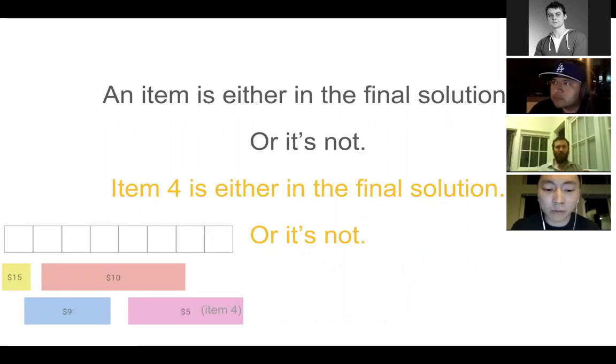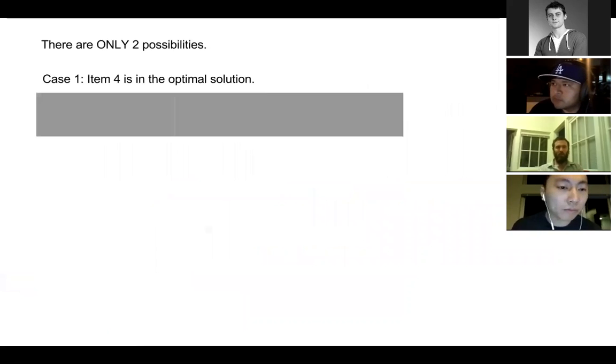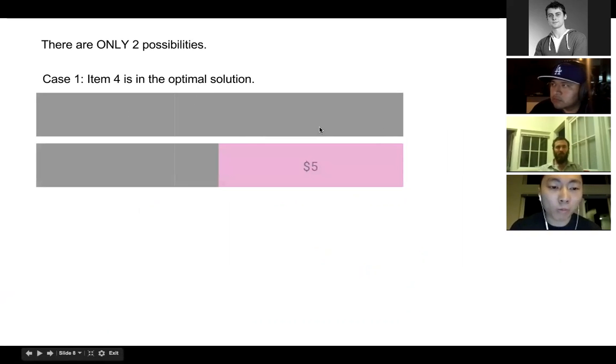I'm just using item 4 for this thought experiment. It doesn't matter which item you choose. Again, there are only 2 possibilities. Case 1, item 4 is in the optimal solution. Given this knapsack with a bunch of items in there, it's gray, so we don't know what's in there. But in this case, we say that item 4 is in the optimal solution.